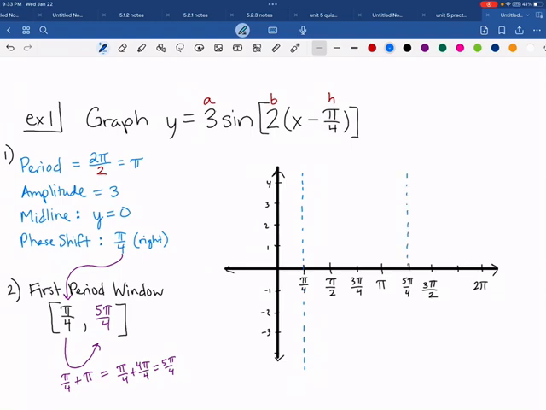Some people tend to be confused here because the period is pi, so why am I not ending at pi? Well, because I've shifted to the right. So if I shifted my beginning right pi over 4, then my end is also shifted right pi over 4.